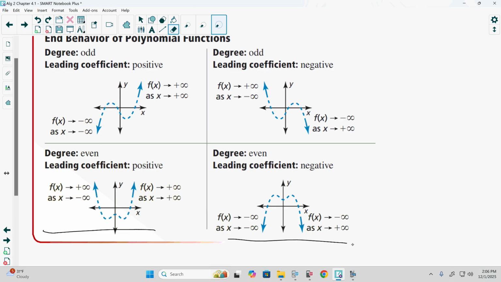The same is true, or similarly, if the degree is even and the leading coefficient is negative, the y values are going to end up going down. f of x approaches negative infinity as x approaches infinity, and f of x approaches negative infinity as x approaches negative infinity. They're both going to go down.